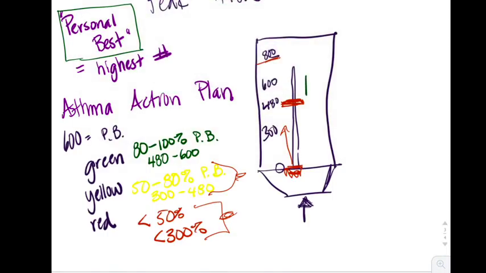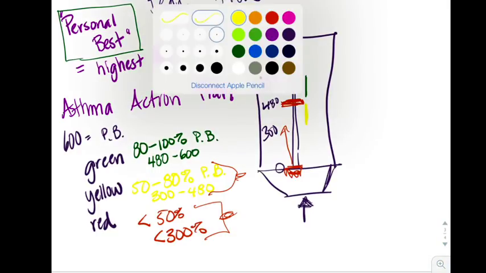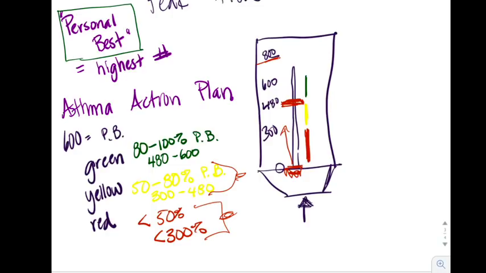From 480 to 600, we'll mark our green zone. From 300 to 480 are yellow, and less than 300 are red. This way, when a patient breathes into the monitor, they'll be able to see, based on their number reading, what zone they're in. This is great for children or patients that don't want to do math. It takes a lot of the complexity out of it, makes it very simple for them.